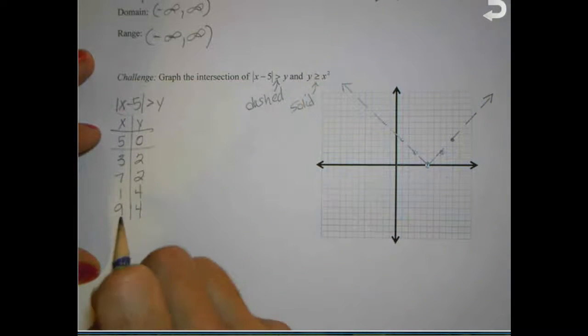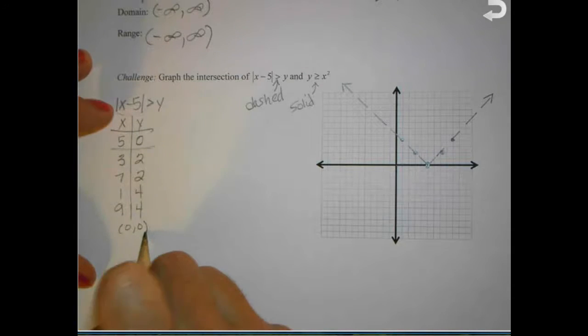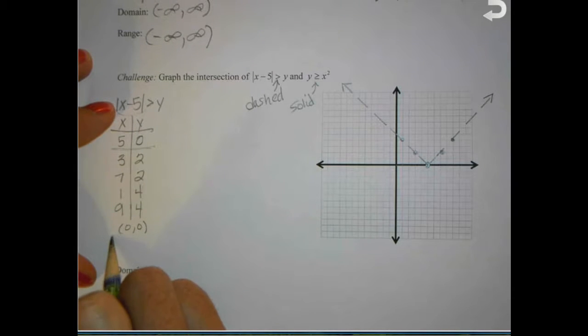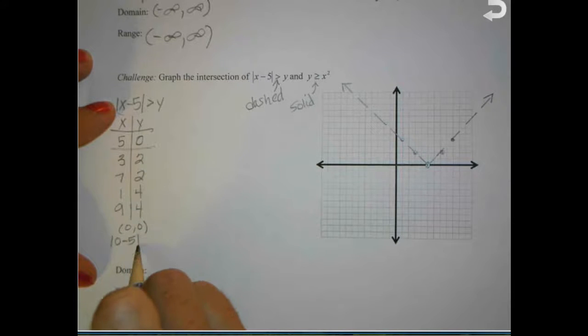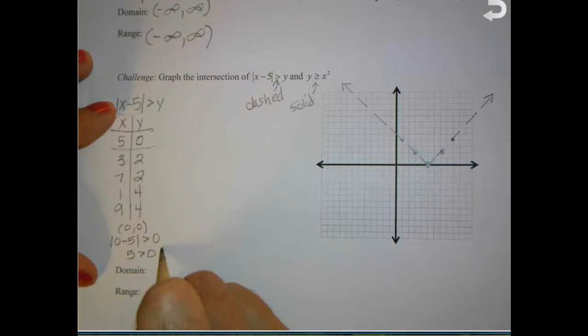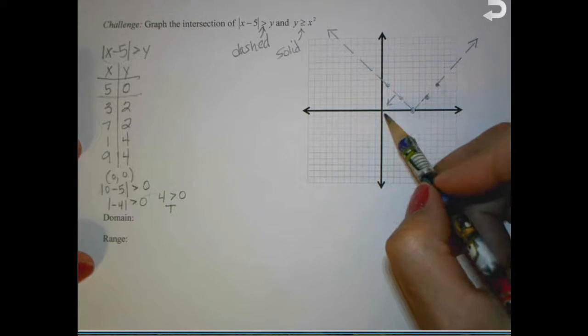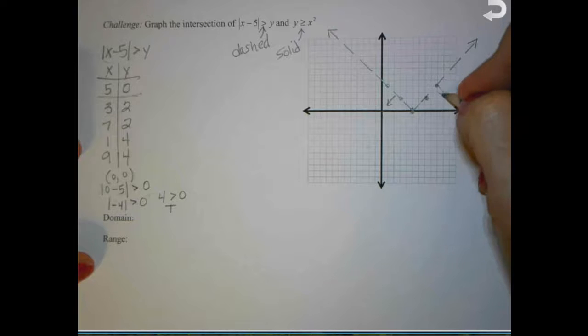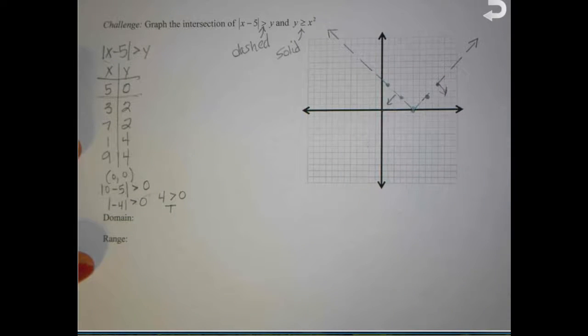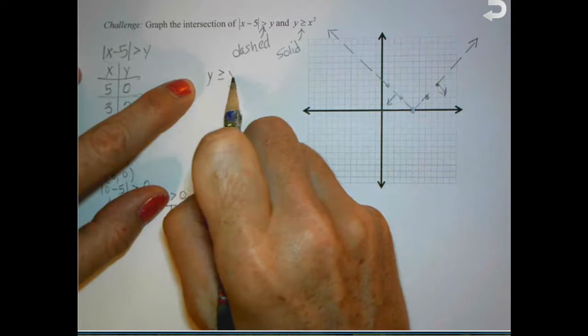And then I want to know which way am I shading, so let's try that 0, 0 just as a test point. If I put it in, it should be 0 minus 5 is greater than 0, and negative 5 inside the absolute value changed to a positive 5. It's a true statement. It means that the shading that will allow that 0 to be included is going to be appropriate.